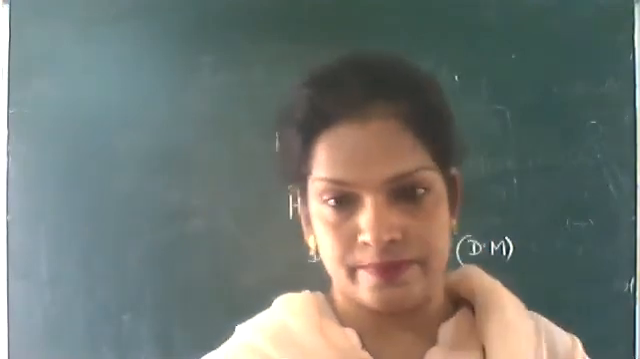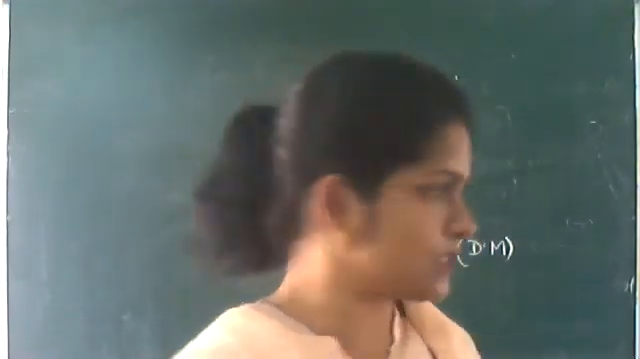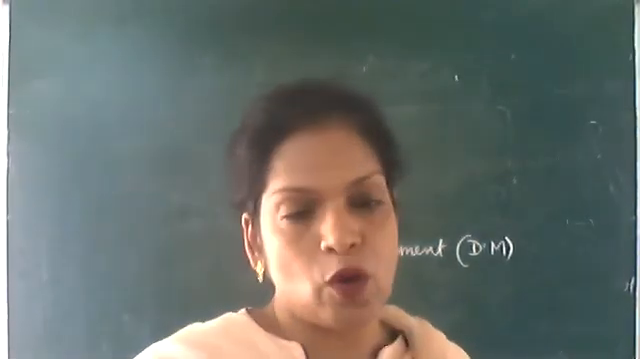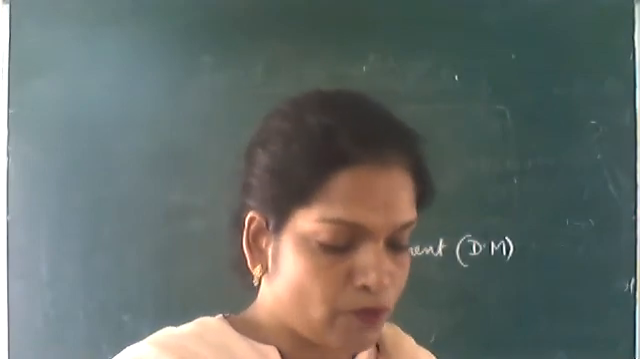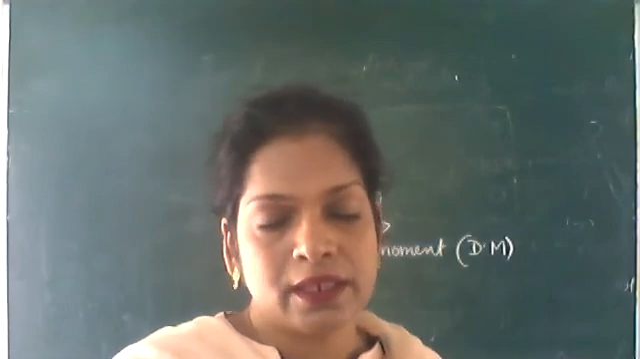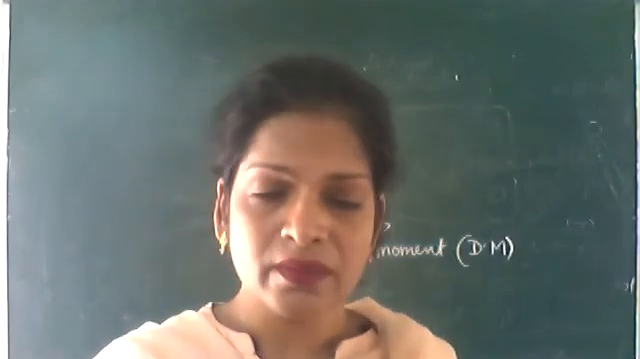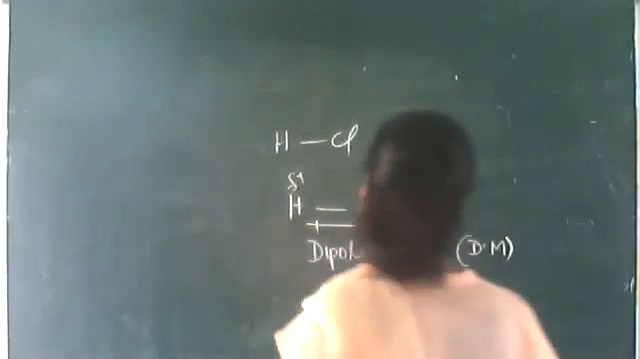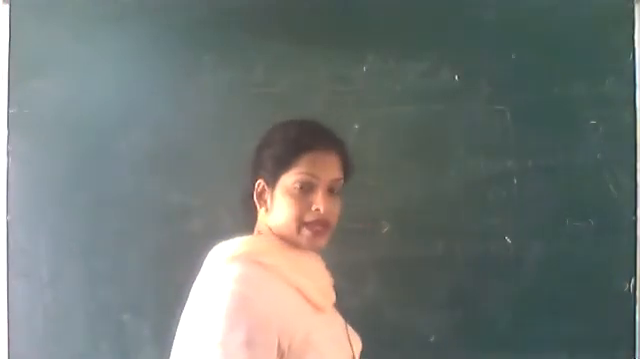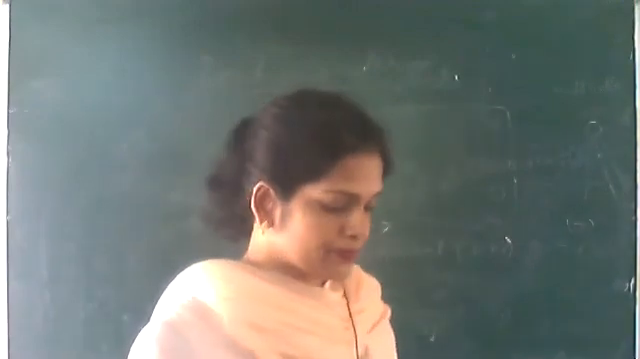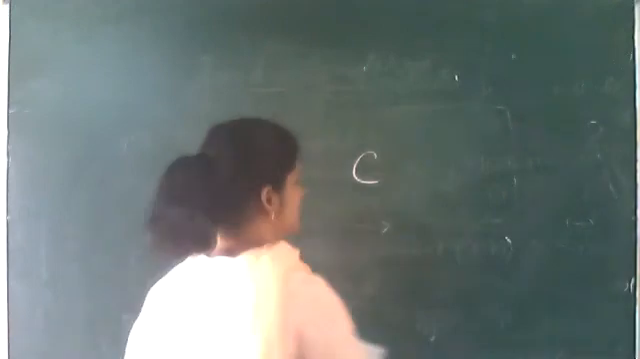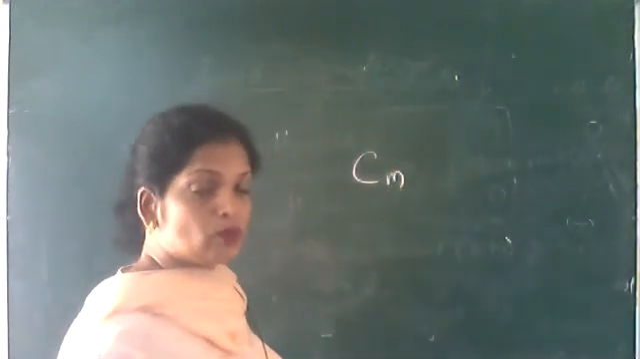Dipole moment, write down. Dipole moment is defined as the product of one charge, either positive or negative, and the distance between the positive and negative charges. It is a vector quantity directed towards that direction, so we show it with an arrow mark here. The unit: charge in coulombs and distance in meters, so coulomb meter is the unit.